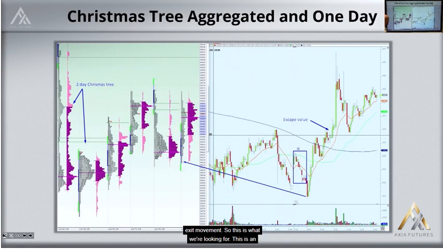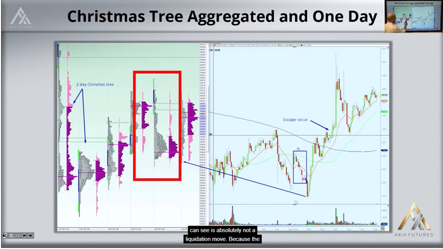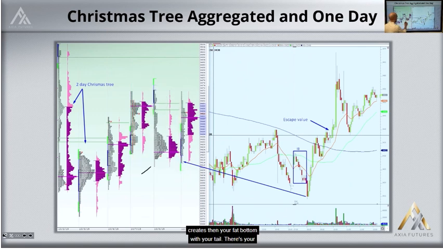So this is what we're looking for. And I've got here two. I'll show you the obvious one, and then I'll show you the slightly less obvious one. The obvious one is the one that we have here chart-wise. What you've got here is a steady sell-off move, which creates this fat bottom. As you can see, it is absolutely not a liquidation move, because of the lack of a large single print. Arguably, you could say this is kind of a machine gun move that fails to keep on going. And this creates your fat bottom with your tail.